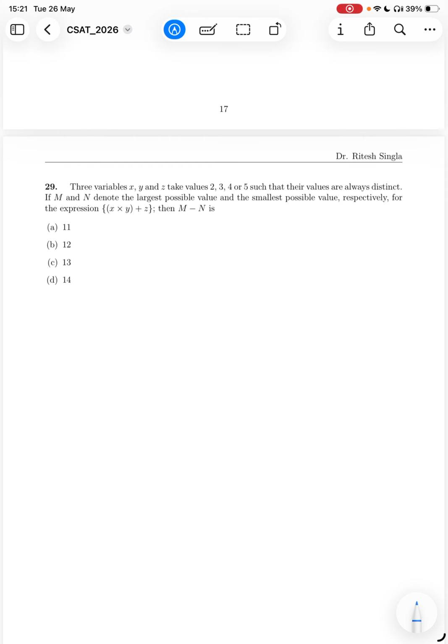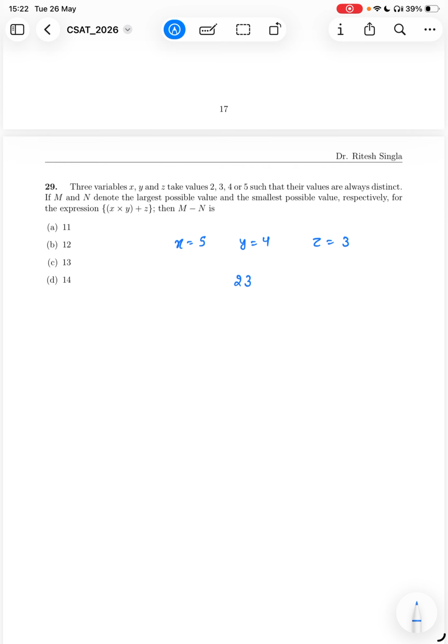See, you have three numbers. You want to find the maximum and the minimum, and the very good thing is all are positive. How will you find the maximum? In order to find the maximum, wherever you have multiplication, put as much as you can. So take x is equal to 5, y is equal to 4, and in order to add something, add the next largest possible number, z is equal to 3. This is the largest number you can get as x cross y plus z. So it will be 23.